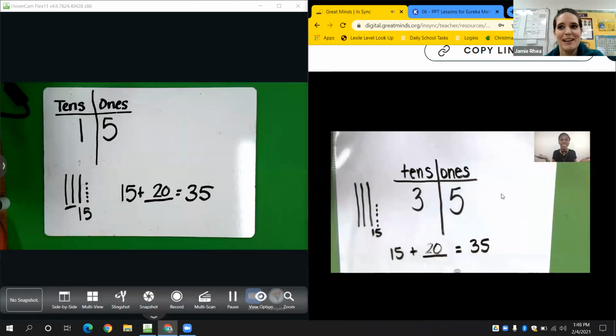The ones digit, the digit in the ones place, stayed the same, and the digit in the tens place changed. Why? Well, because we added two tens. We didn't add anything to the ones.